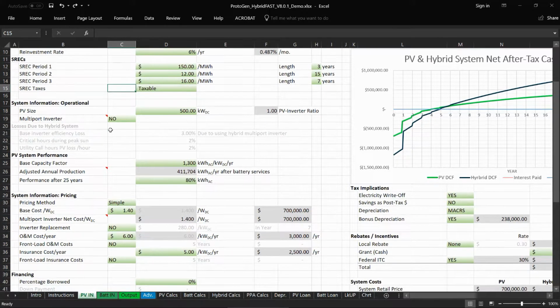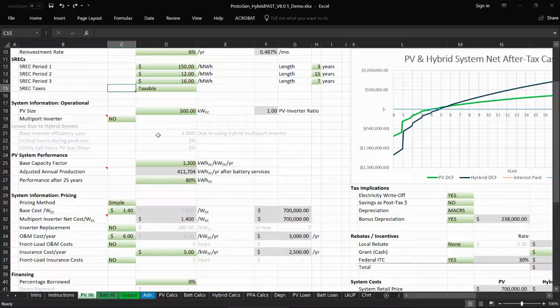The next section of the PV input tab is system information operational. This is where you input the physical attributes of the system. And for a PV system, it's really quite simple. What we're primarily interested in is the nameplate DC capacity. So the PV size is based on kilowatts DC. That's the sum of all the solar panels installed.